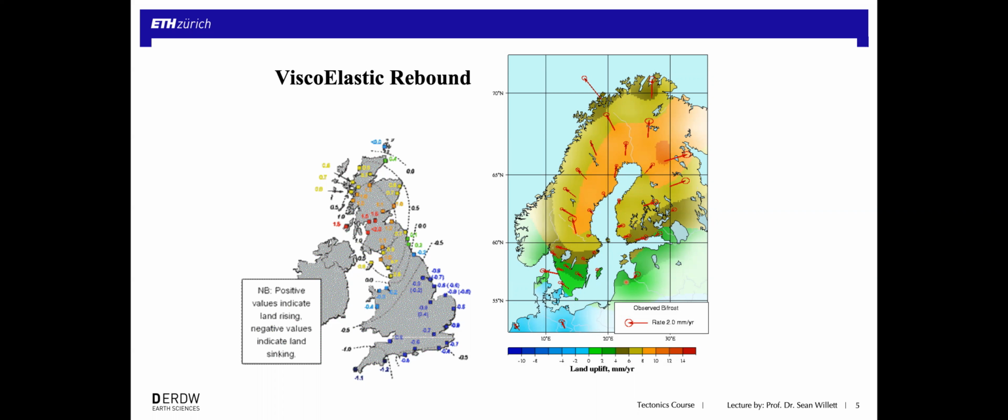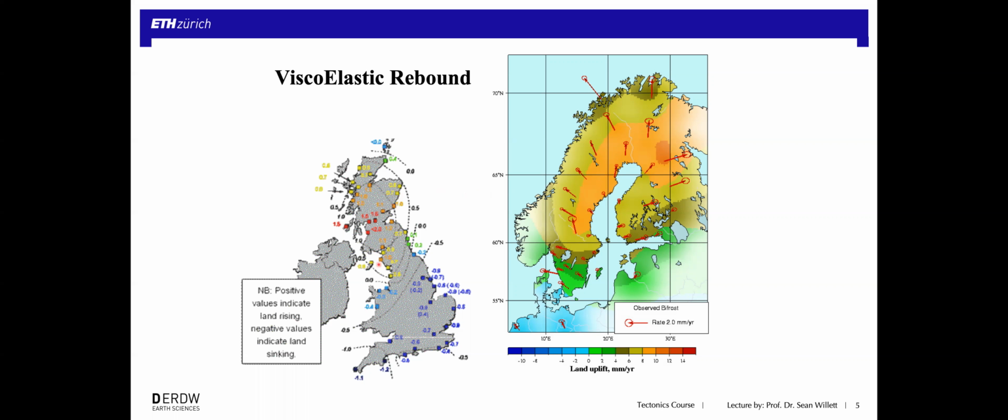These rates are quite high. This is millimeters per year. So these sorts of vertical rates are at least at the very high end of what we would ever see from a tectonic process. So we're talking about quite high rates, but presumably relatively short-lived, some thousands to tens of thousands of years. The ice here melted approximately 15 to 20,000 years ago.